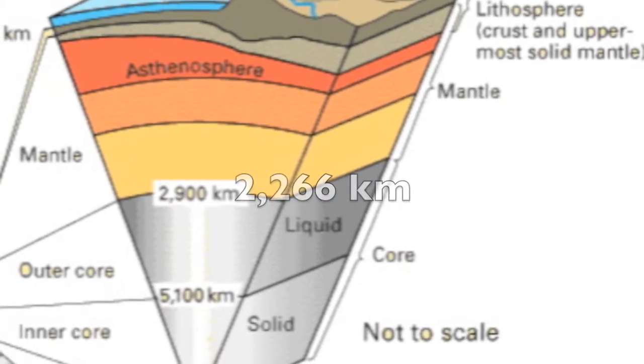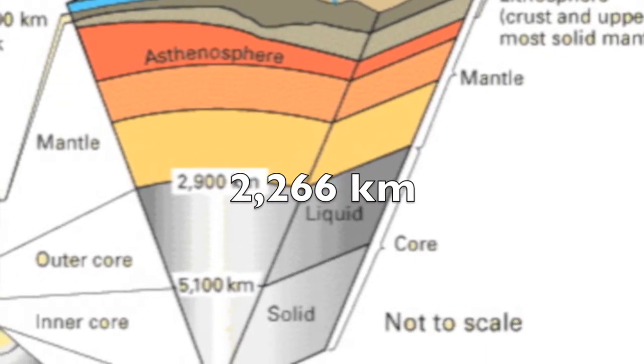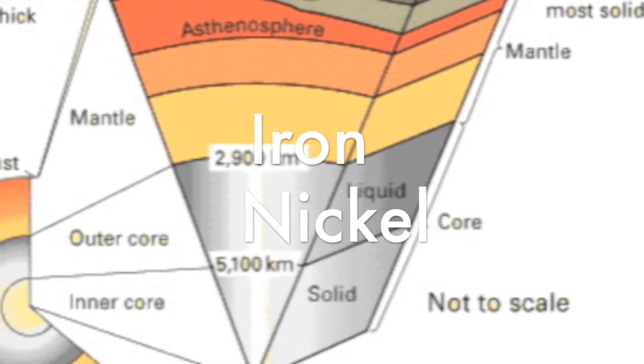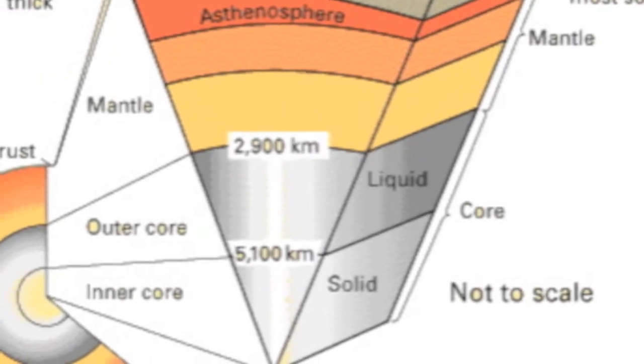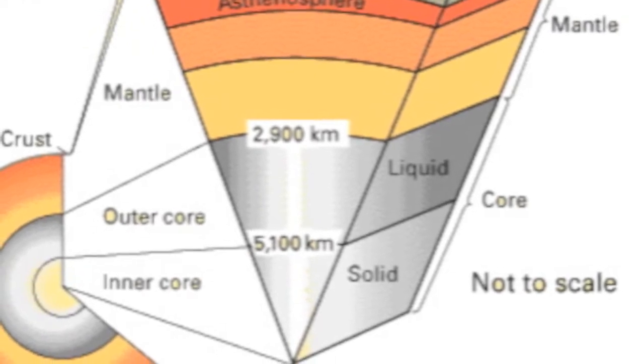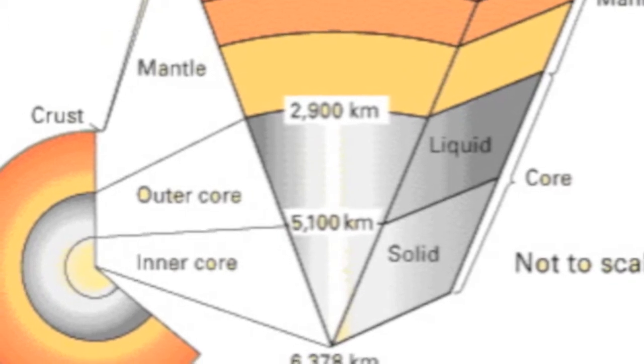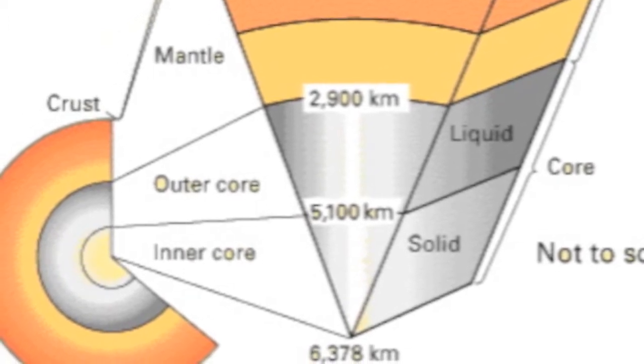Beneath this is the 2,266 kilometer thick outer core, which has a liquid iron and nickel composition, which is known from the study of earthquake waves, as secondary waves cannot travel through liquids and do not travel through this layer.